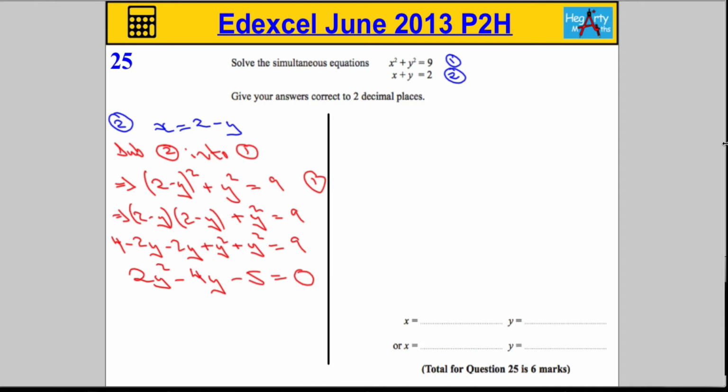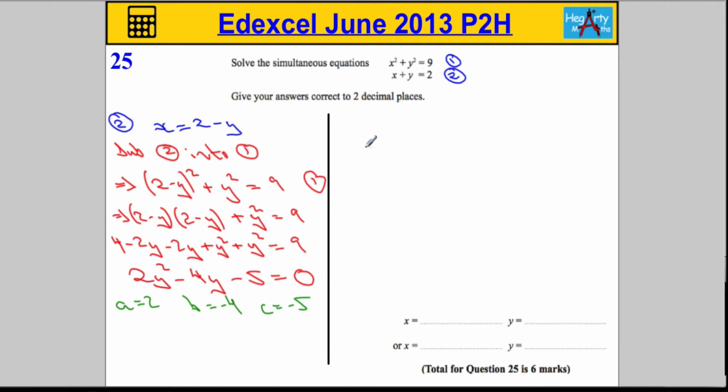So can we factorize this quadratic? Let me think. I'm going to say straight away, no, we're not going to be able to factorize this. And the reason I know this, I'm fairly certain of this, is because it's asked for an answer to 2 decimal places. So what we're going to need to do here is to use the quadratic formula. So a is going to be equal to 2, b is going to equal negative 4, and c is going to equal negative 5. So let's come over here. We might even need more room.